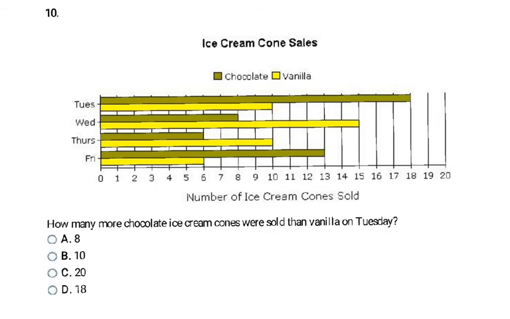Okay, we're given a bar graph. In this example, it's actually a double bar graph because there's 2 bars for each day being compared. And it says, how many more chocolate ice cream cones were sold than vanilla on Tuesday? So we're looking at Tuesday, which are these top 2 bars. And we have chocolate as this darker color and yellow is our vanilla. So on Tuesday, if we go out to the end of the bar, 18 chocolate were sold. And then if we go out to the end of the yellow bar, 10 vanilla were sold. So if I subtract those 2 numbers, I get 8. So that means 8 more chocolate were sold than vanilla.